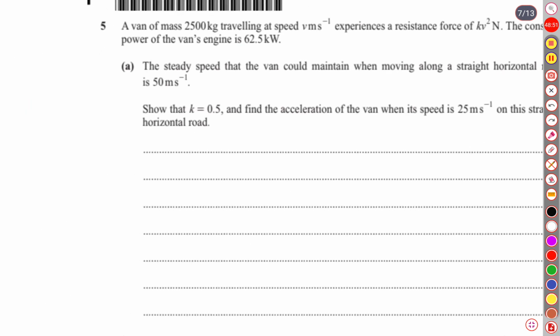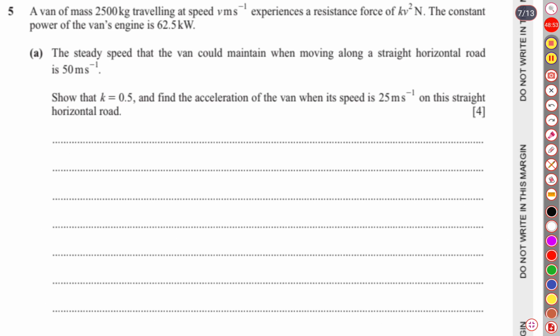So question number 5 says, a van of mass 2500 kg traveling at speed v meters per second experiences a resistance force of kv squared newtons. The constant power of the van's engine is 62.5 kilowatts. The steady speed that the van could maintain when moving along a straight horizontal road is 50 meters per second. Show that k is equal to 0.5 and find the acceleration of the van when its speed is 25 meters per second on this straight horizontal road. So the road is our straight horizontal road.